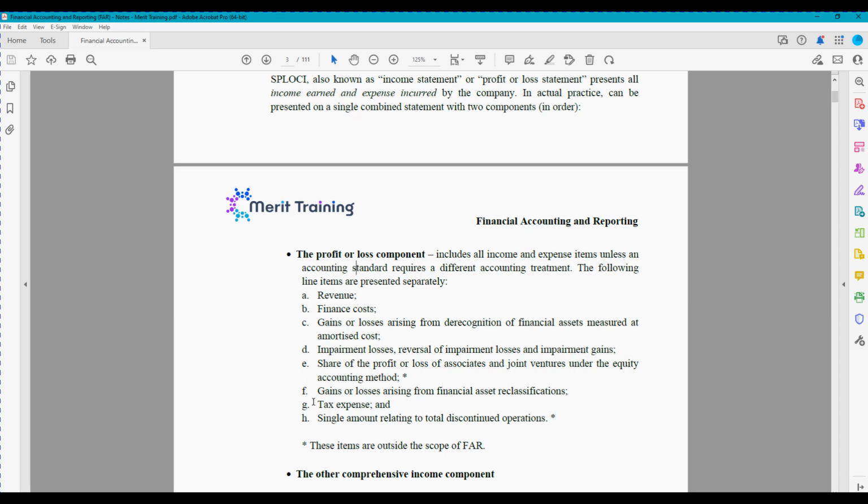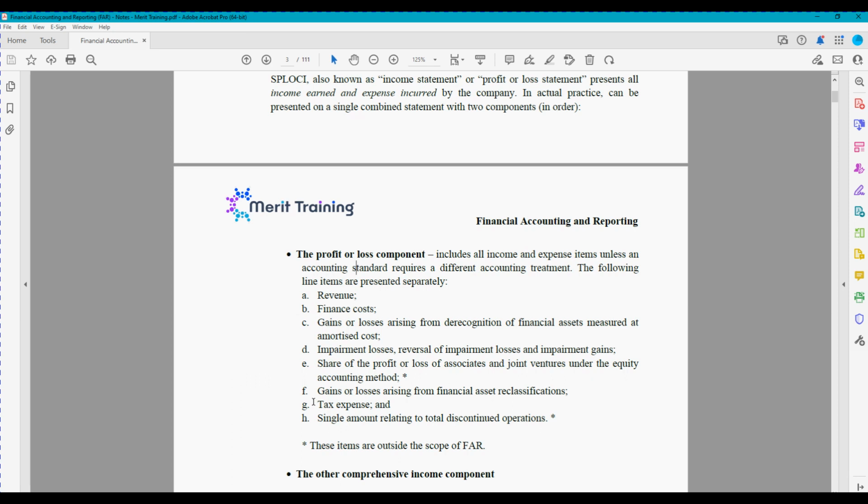So the next is gains or losses arising from financial asset reclassification. So we'll talk about this later, but essentially you can reclassify financial assets, and that's going to impact how you account for it and may also result in a gain or a loss at that point in time. Next, tax expense. That's pretty straightforward, self-explanatory. And then any single amounts related to total discontinued operations.